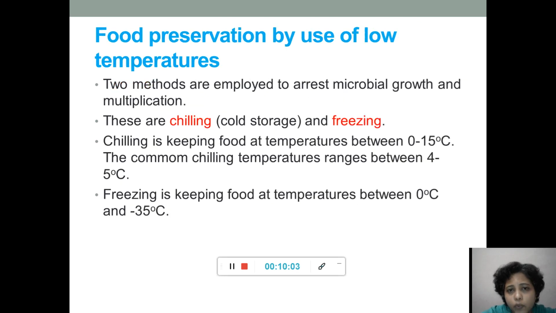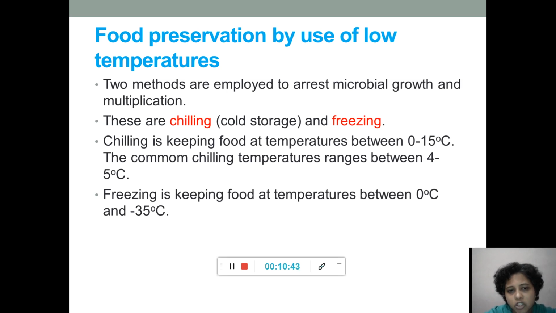Now coming to the preservation by the use of low temperatures. Low temperatures, we know, can be by chilling or by freezing. Chilling is keeping the food at a temperature of about 0 to 15 degrees centigrade, and common chilling temperatures will be 4 to 5 degrees centigrade, but you can go up to 0 to 15 also. Then freezing normally is 0 to minus 35 degrees centigrade. Some of the freezers can also go beyond that. So you can either chill it or you can freeze it.